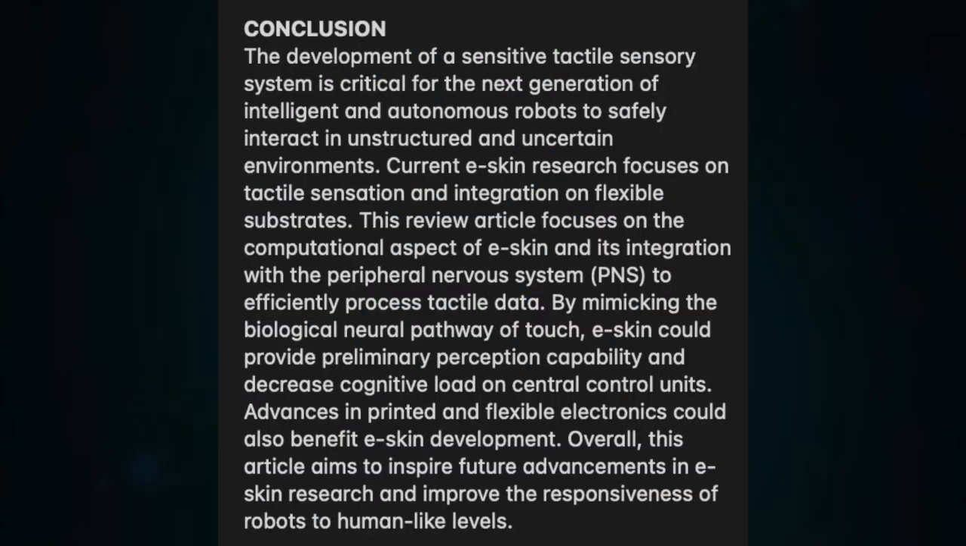Conclusion: the development of a sensitive tactile sensory system is critical for the next generation of intelligent and autonomous robots to safely interact in unstructured and uncertain environments. Current E-skin research focuses on tactile sensation and integration on flexible substrates. This review article focuses on the computational aspect of E-skin and its integration with the peripheral nervous system (PNS) to efficiently process tactile data. By mimicking the biological neural pathway of touch, E-skin could provide preliminary perception capability and decrease cognitive load on the central control unit. Advances in printed and flexible electronics could also benefit E-skin development. Overall, this article aims to inspire future advancements in E-skin research and improve the responsiveness of robots to human-like levels.